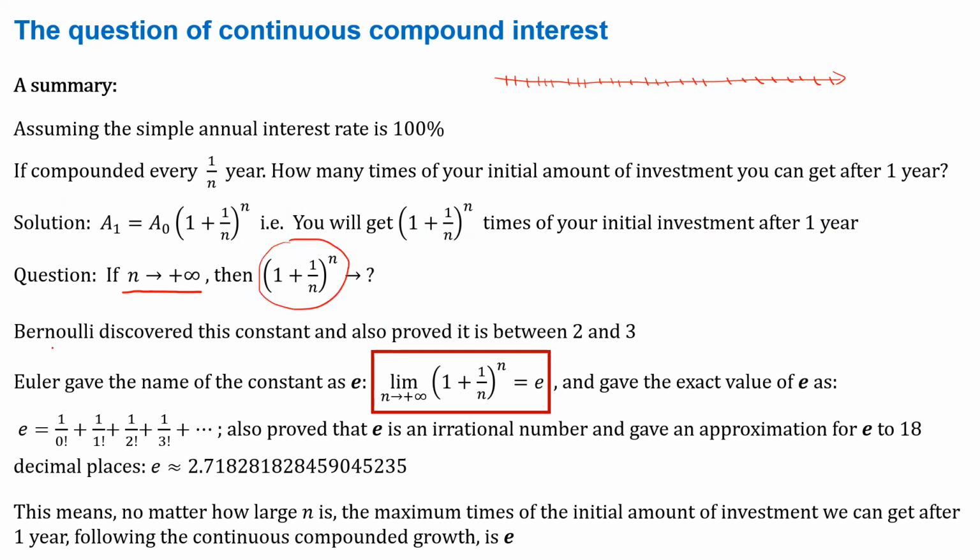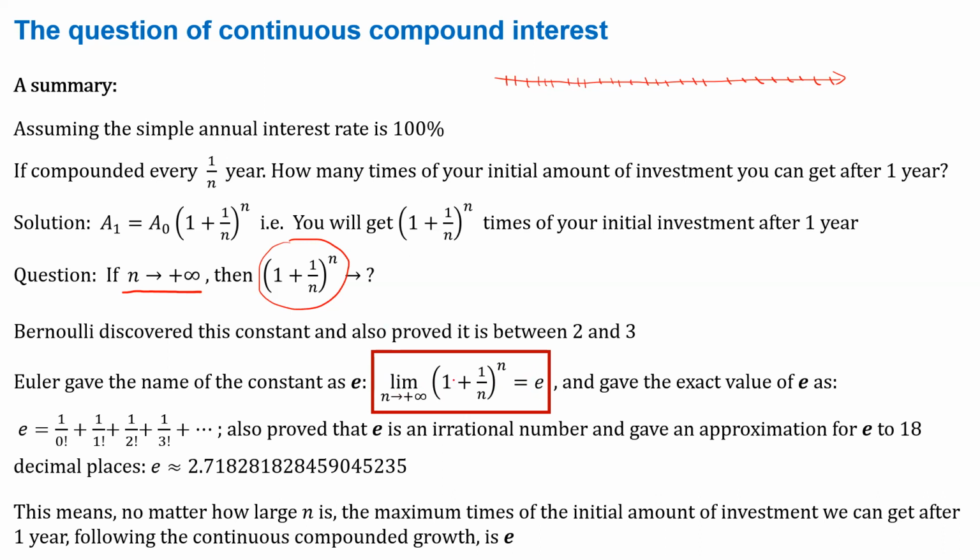Well, actually, the scientist Bernoulli discovered this constant and also proved that it has a limit. This number will not grow indefinitely, and he proved it. He proved that this number is between 2 and 3. And Euler gave the name of this constant as e. So basically, the number e comes from here.